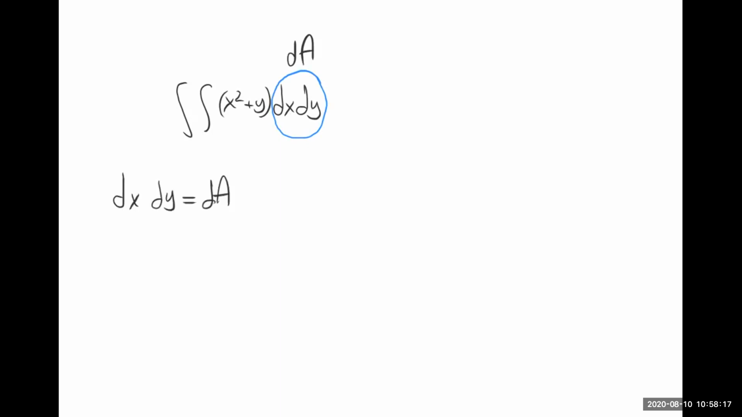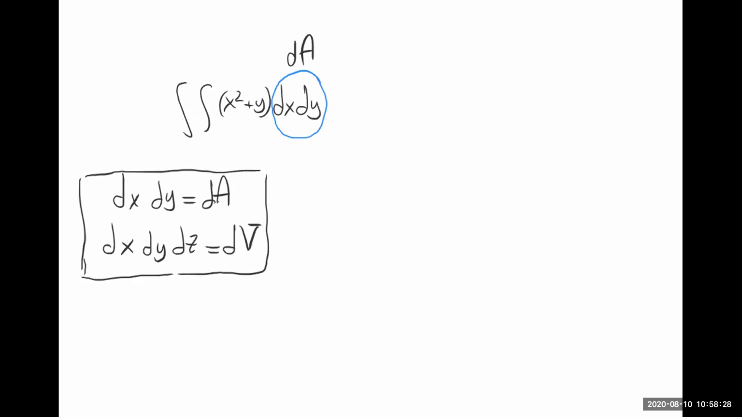So I have this integral of x squared plus y dx dy. I should also introduce a notation. Sometimes people, rather than dx dy, just write dA, because maybe we don't want to write a lot. Sometimes instead of dx dy dz, they write dV. These are just notation, you can think about it as an abbreviation for now. Anyway, here I have x squared plus y. What is x? x is r cosine of theta. So it would be r cosine of theta squared.